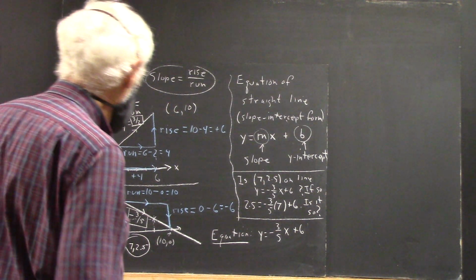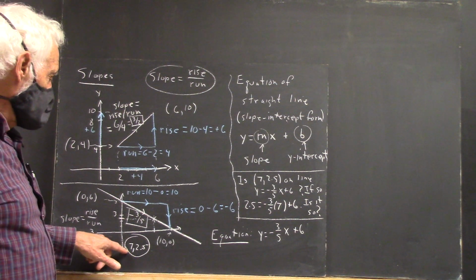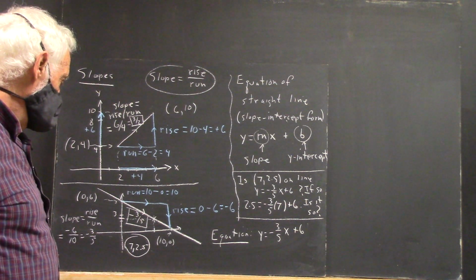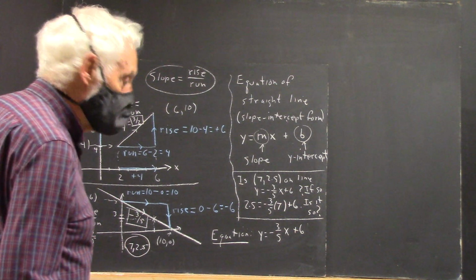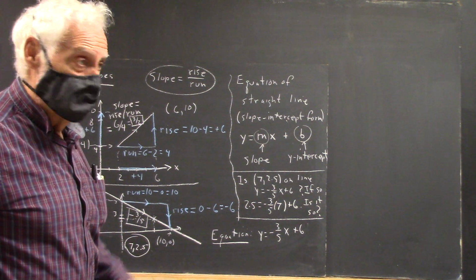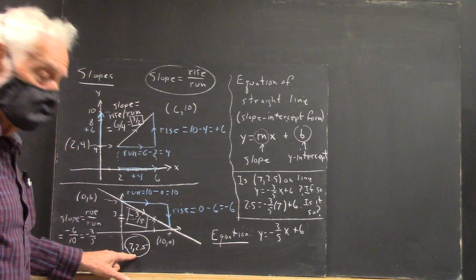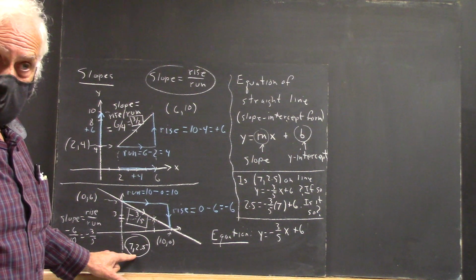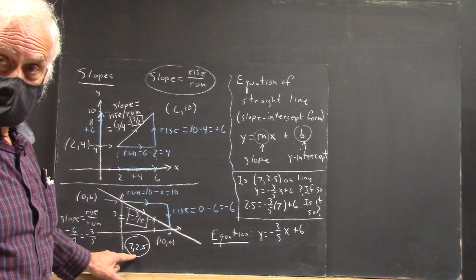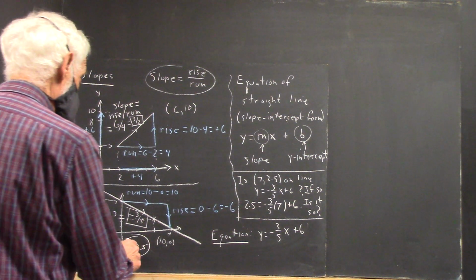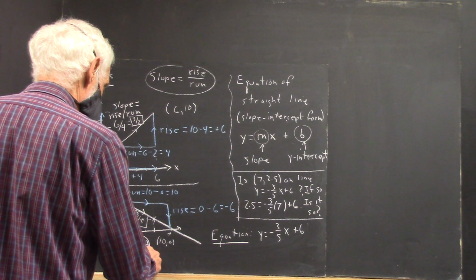So, I've committed myself to the estimate. The point would be (7.2, 5). Now, what's wrong with what I wrote there? It's not an ordered pair. It's not an ordered pair until I put parentheses around it.